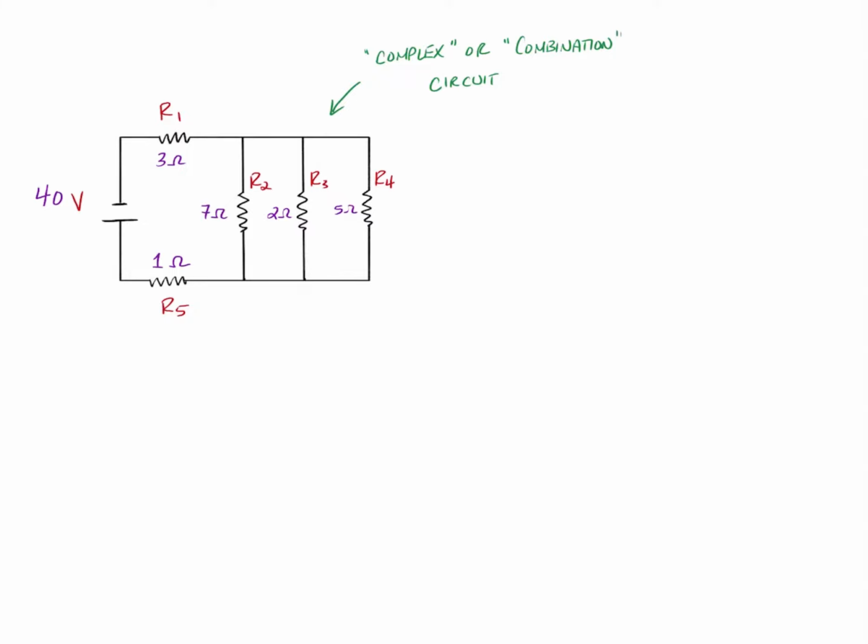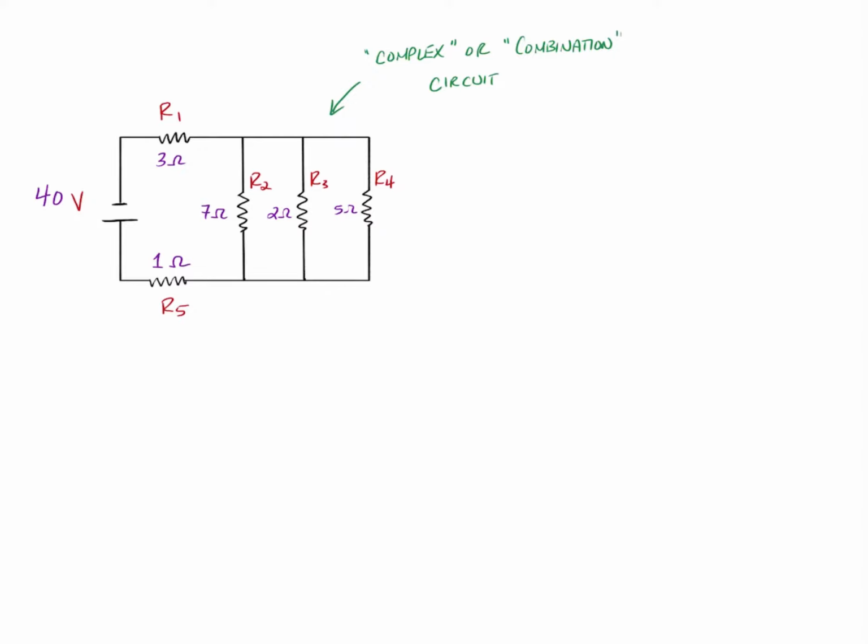One type of circuit that we have yet to look at, and it's a little more complicated, is what's known as the complex or the combination circuit. If you're an electron passing through this circuit, you must go through R1, you have no choice. You must go through R5, you have no choice.